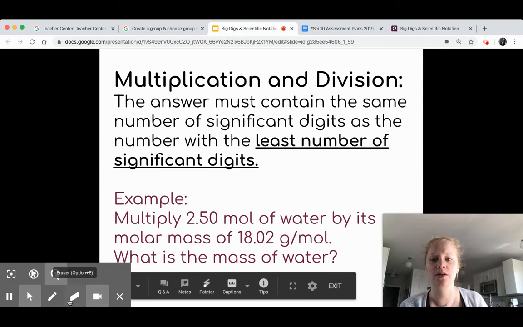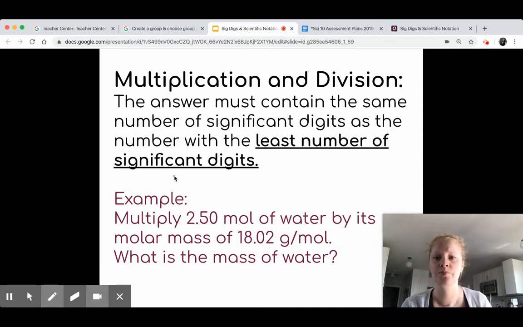Moving on to multiplying and dividing. What does this look like? Okay. For multiplying and dividing, this is, I said, the important one. It has to contain the same number of sig digs as the number that you're dealing with. So out of all the numbers in the original question, what are you dealing with? With the least number of sig digs. So you are going to actually have to count the sig digs in each one of your original numbers and then use the one with the least amount.